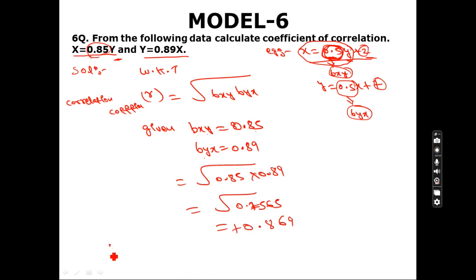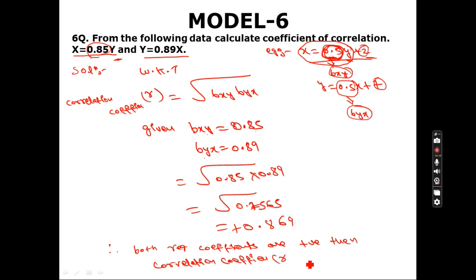If you want to write the reason also, you write: both regression coefficients are positive, then the correlation coefficient r is also positive. So these are the answers you need to write, and comments are also very, very important.